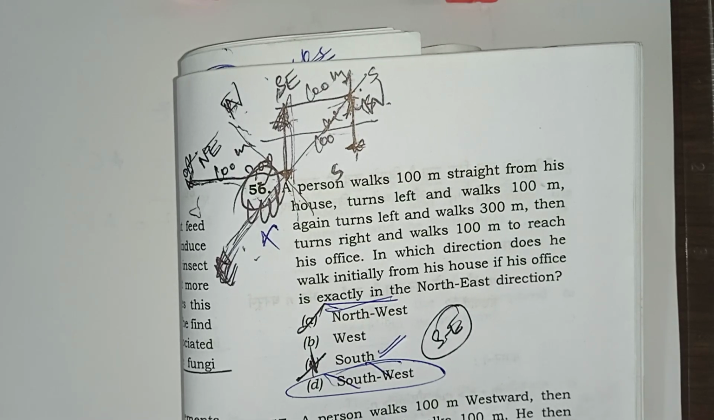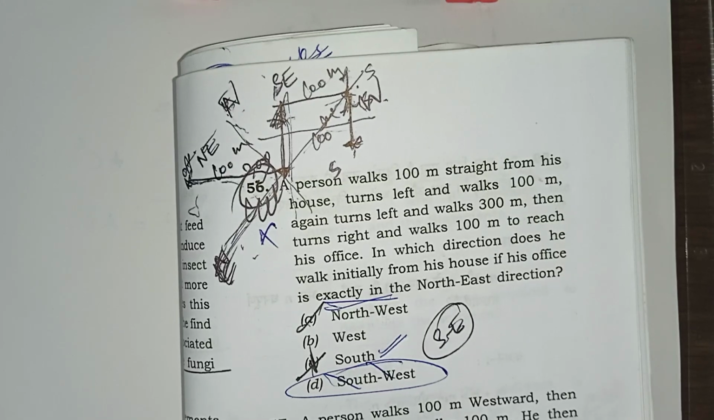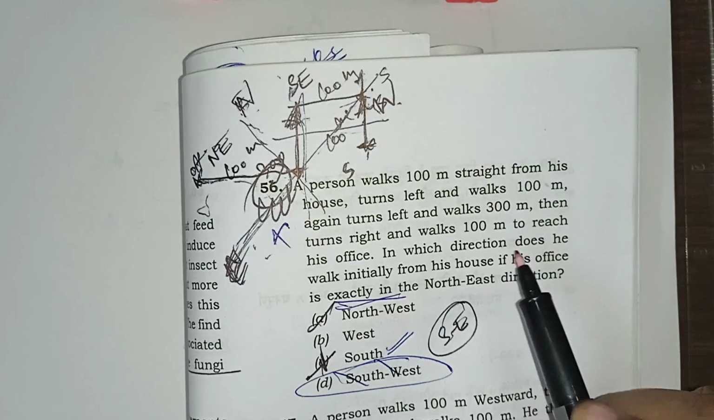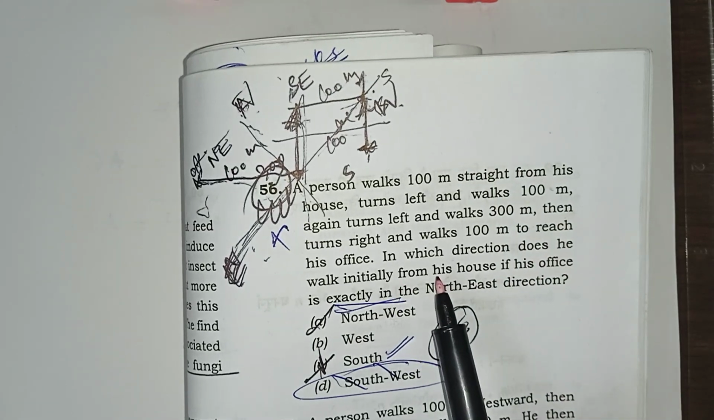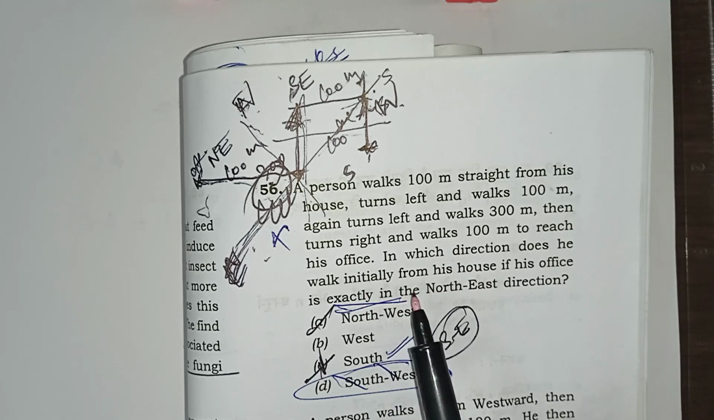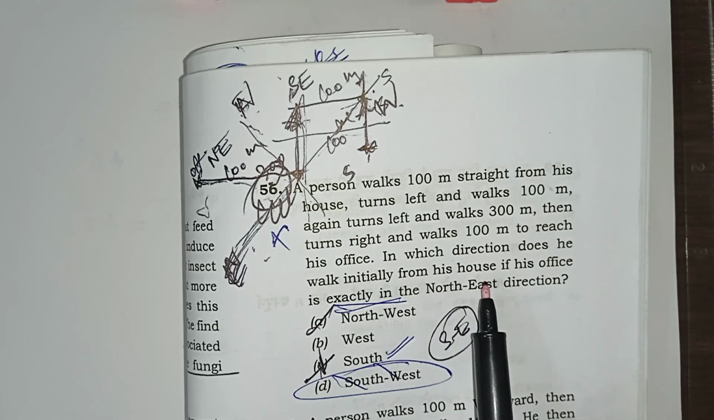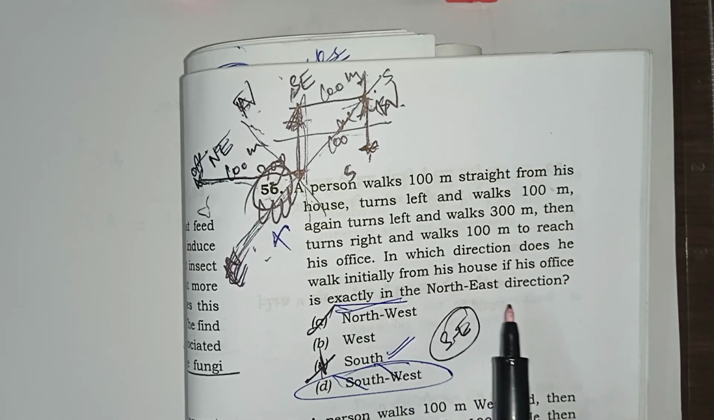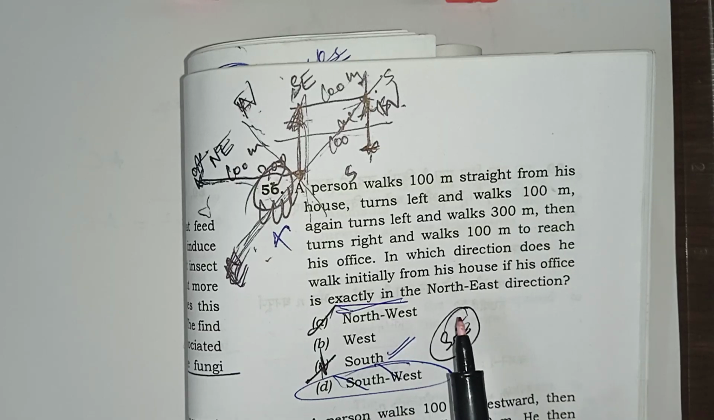So this question states that a person walks 100 meters straight from his house, turns left, walks 100 meter, again turns left and walks 300 meter, then turns right and walks 100 meter to reach his office. In which direction does he walk initially from his house, if his office is exactly in the northeast direction? So we're going to solve this question.